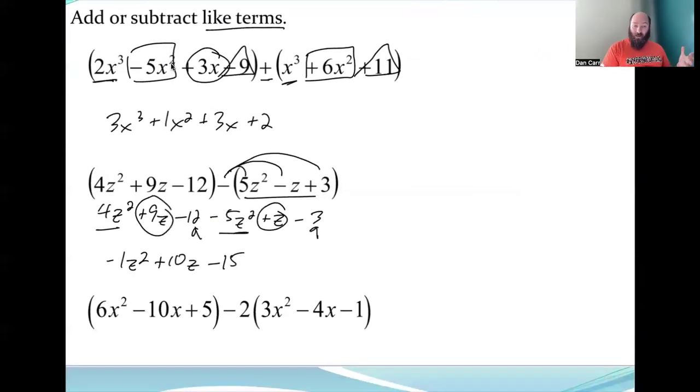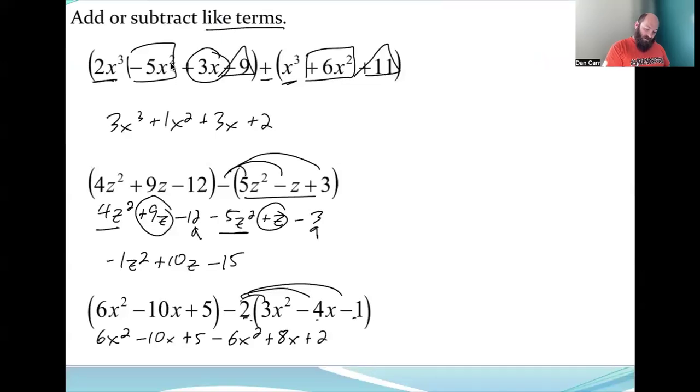On the next one, same idea, but I need to first distribute the negative 2 to everything. So it'll be 6x squared minus 10x plus 5 minus 6x squared. Negative 2 times negative 4 is a positive 8x, and then negative 2 times negative 1 is a positive 2. Again, look for those like terms. We got 6x squared and negative 6x squared, so those just cancel each other out. They're gone. We've got negative 10x and a positive 8x is a negative 2x. And then we have positive 5 and a positive 2 gives me a positive 7. So there's my final answer there.